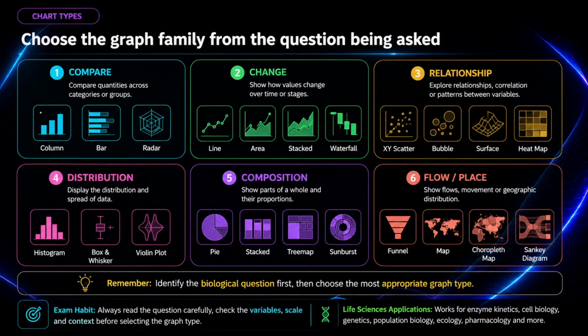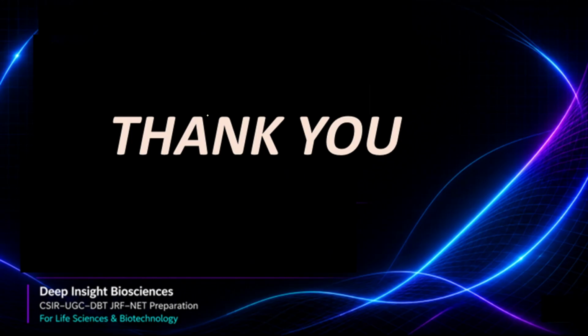With column chart, bar chart, and radar charts, we have completed the compare family. Next, in part 5, we will enter the change family and begin with the line graph. Until then, keep practicing. Thank you for watching this video until the end.